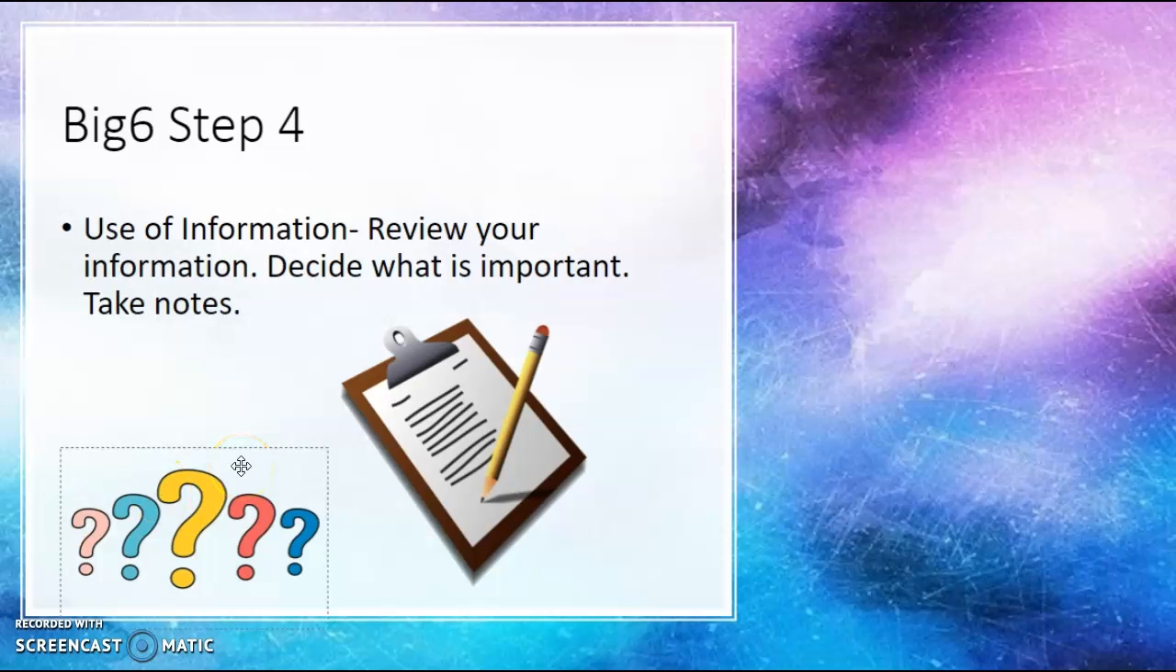Big Six, step 4, use of information. Review your information and decide what is important. Take notes. So this simply means we are going to, after we've collected our information, review it. We're going to see what we need and what we don't need. We're going to look at what is important, which information answers our question. And then we're going to take notes. Remember, when you're taking notes, you're putting things in your own words. So we're not just copying what someone said. We're taking that information and putting it how we understand it.